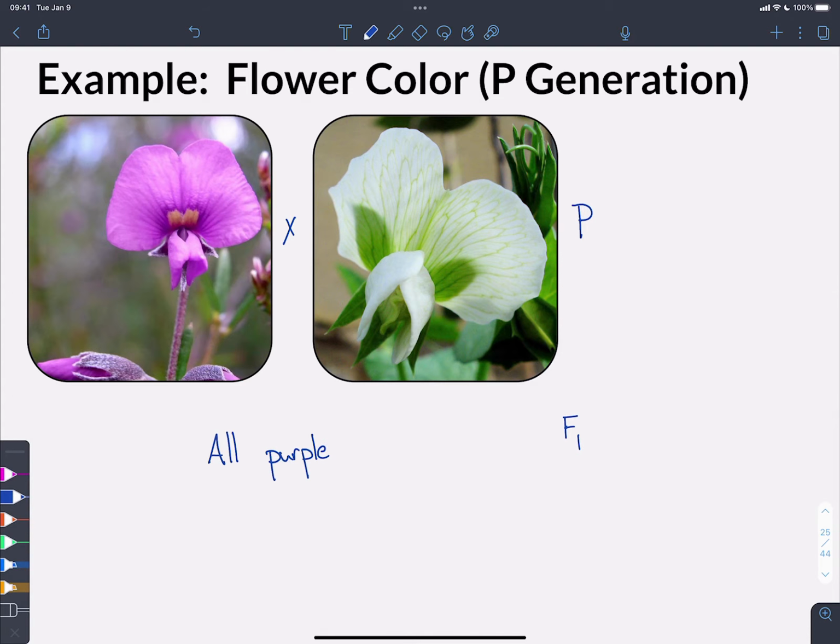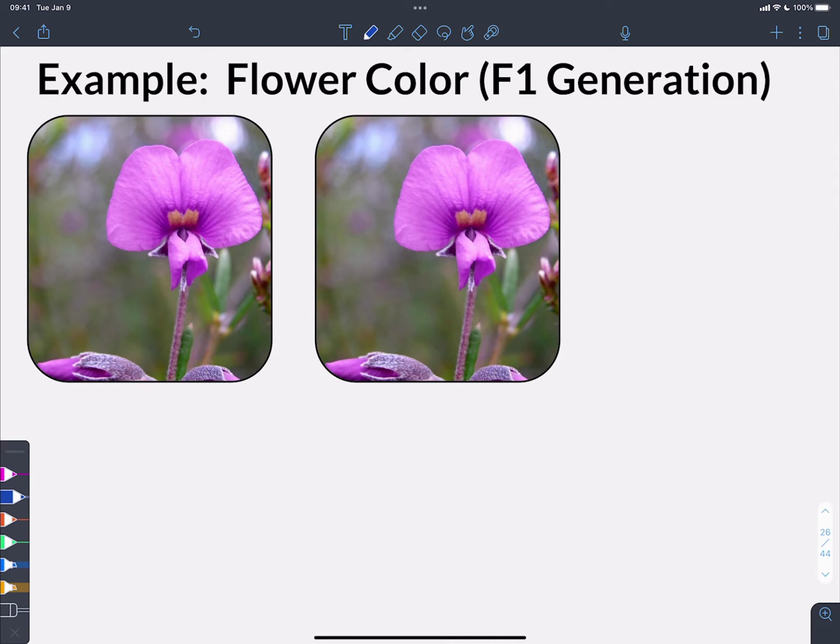And so that was kind of interesting, and already started to show that the way in which traits were inherited was different from how a lot of people thought that they were inherited. But then what Mendel did was he would go one step further. So he would do an F1 cross. So these are F1 purple. These are the offspring of that previous purple plant cross.